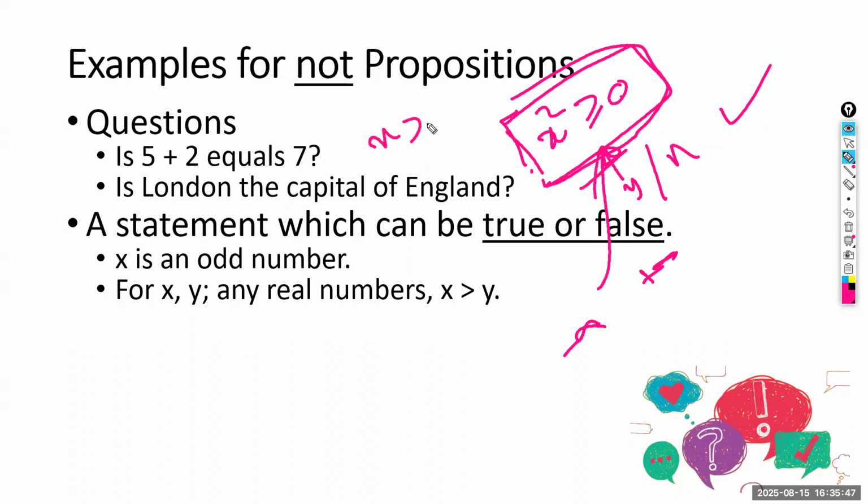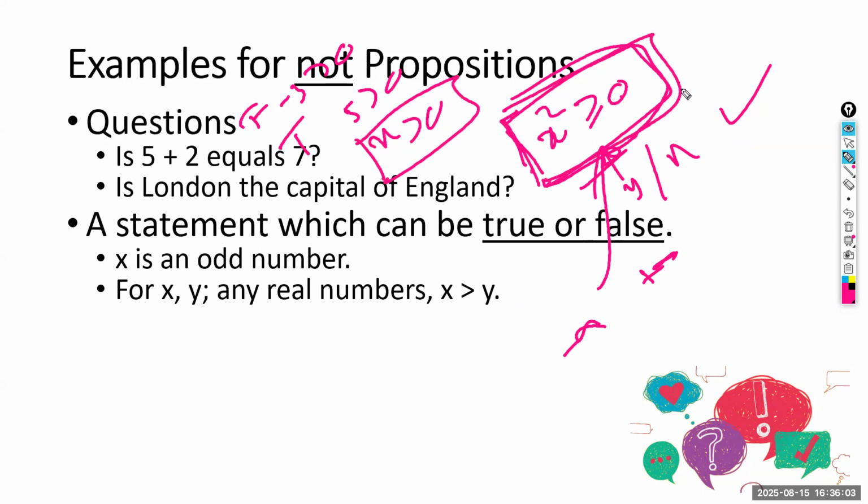But x greater than or equal to 0 is not a proposition, because for 5, yes, 5 is greater than 0. But -3 is not greater than 0. It can be true, it can be false. So x greater than 0 is not a proposition. x squared greater than or equal to 0 is a proposition. And don't learn logic without understanding what a proposition is. That means you are not studying, right? Either you study in a proper way or don't study. Simple as that.